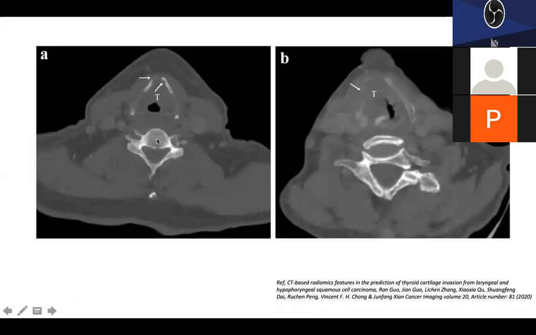So let us see some images. Here we can see there is erosion of the internal cortex, sorry, internal cortex of the thyroid cartilage. So this is clearly eroding. Or here you can see gross erosion of the full thickness of this lamina of thyroid cartilage and exolaryngeal spread as well. So this kind of thing is seen. These are pretty obvious, but many times it is very dubious, and we are really not sure.